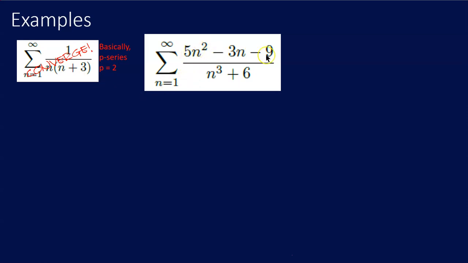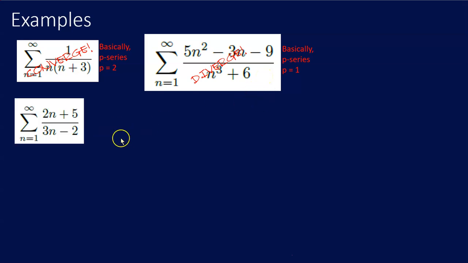I have 5n squared plus some terms that I don't care about, over n cubed plus some terms I don't care about. This is all I care about right here. I've got 5n squared over n cubed. So comparing the powers, 3 minus 2 gives me a 1. So this is basically a p-series where p equals 1. And we know if p equals 1, it diverges.